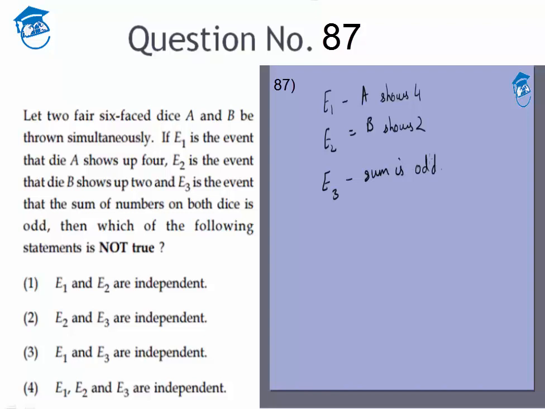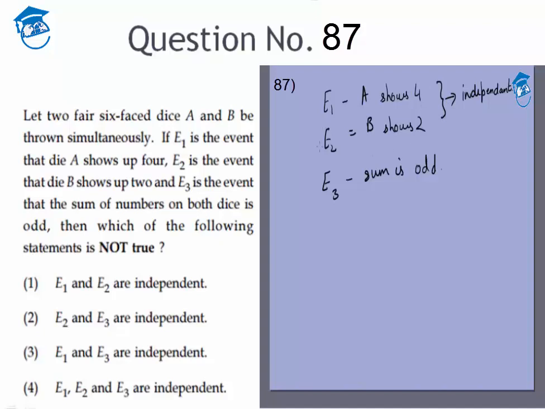Now it's a fair six-sided die, so at this point E1, E2 and E3 have actual values, but whether or not they're independent depends on whether, if E1 and E2 change, E3 would change, and so on. So in that case, we would have to assume, what if they were not fair six-faced dice? So yes, E1 and E2 are independent because those dice are not interrelated.